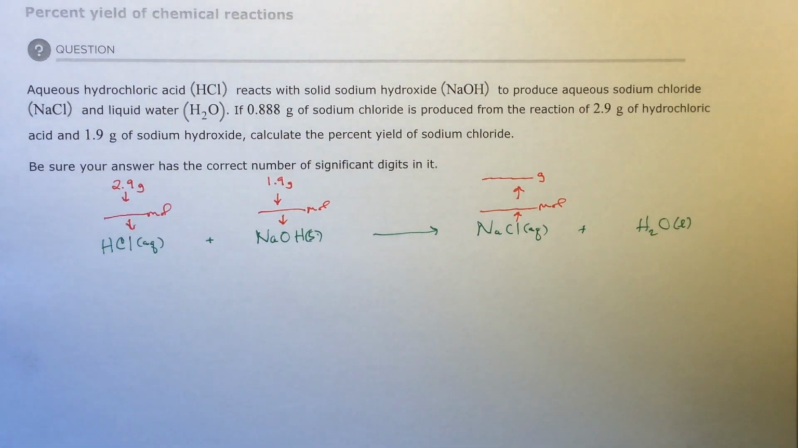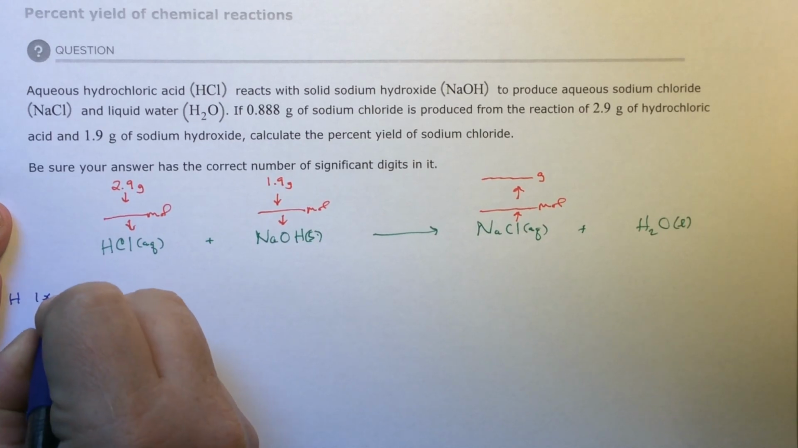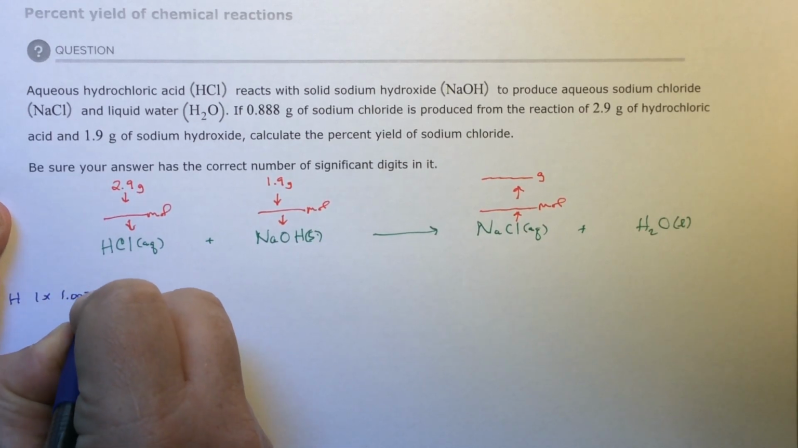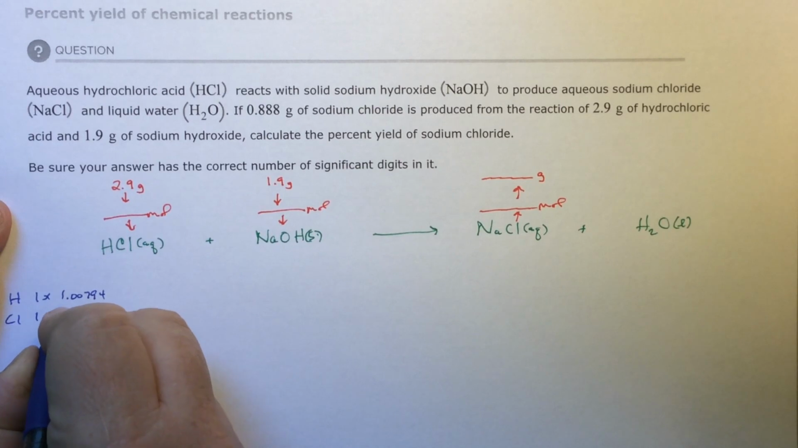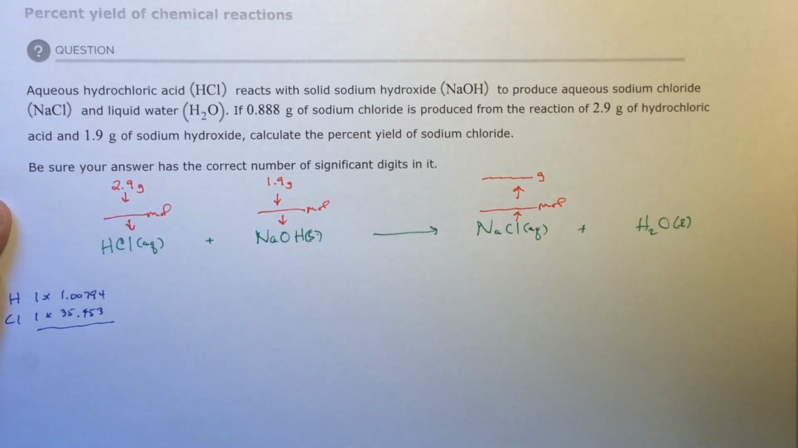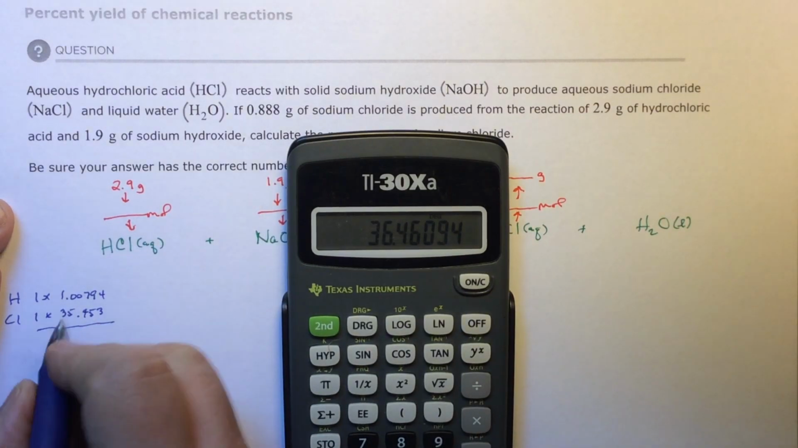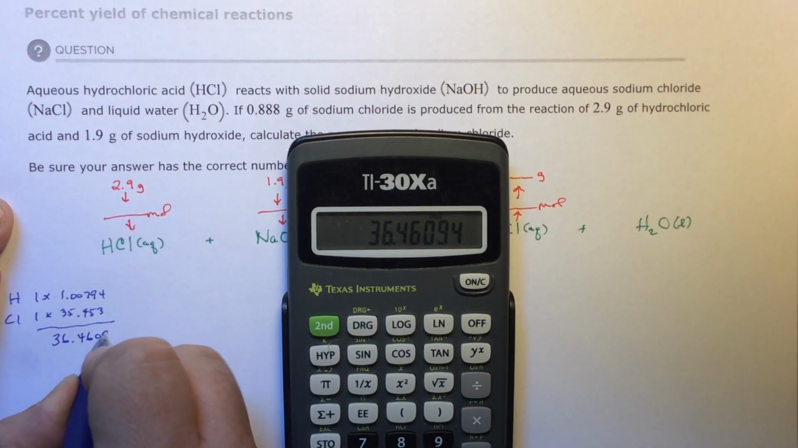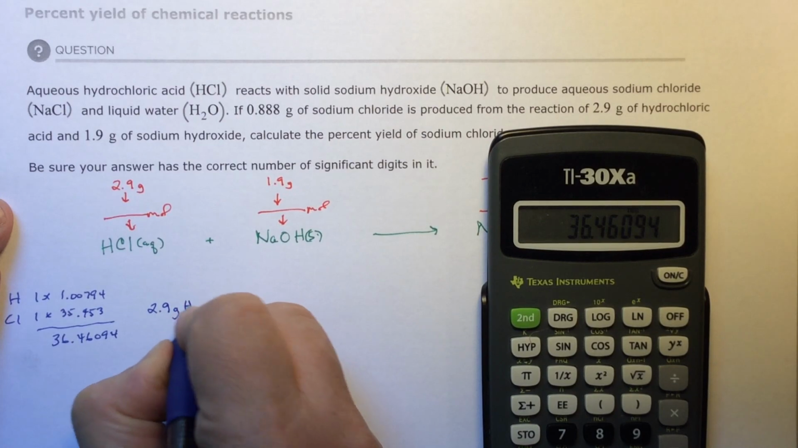Alright, so to go from grams to moles, I have to go through the periodic table and add the molar masses up. So I've got hydrogen, I've got 1 at 1.00794. Chlorine, I've got 1 at 35.453. It's a 1-to-1. I can simply add those up. That's 36.46094. So I'm going to start here, 2.9 grams of HCl.